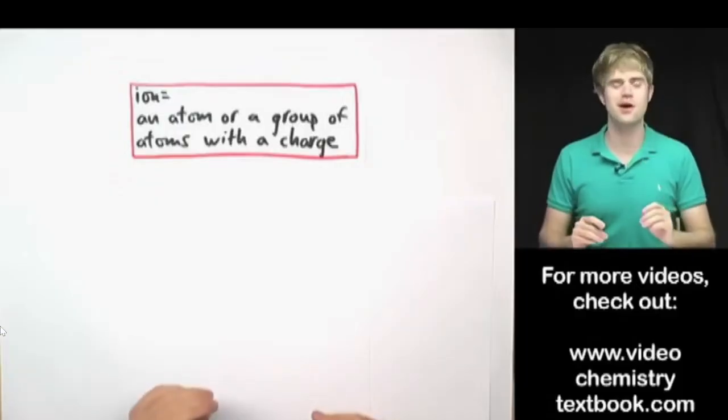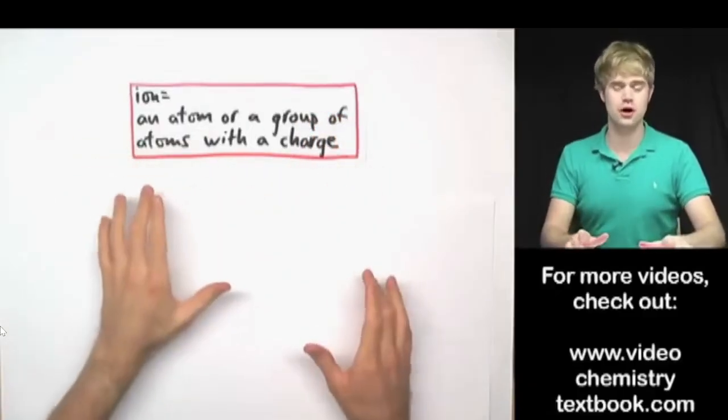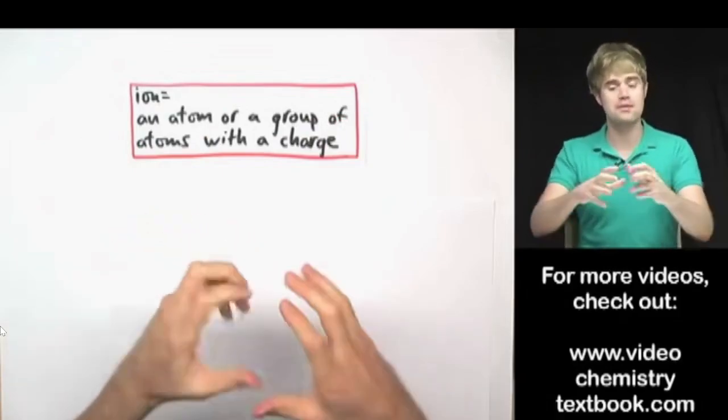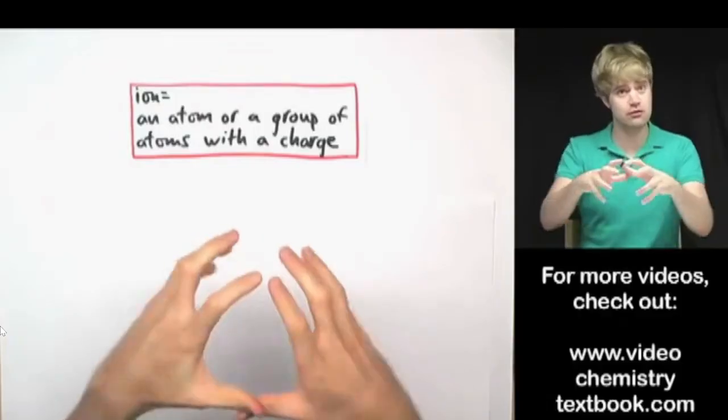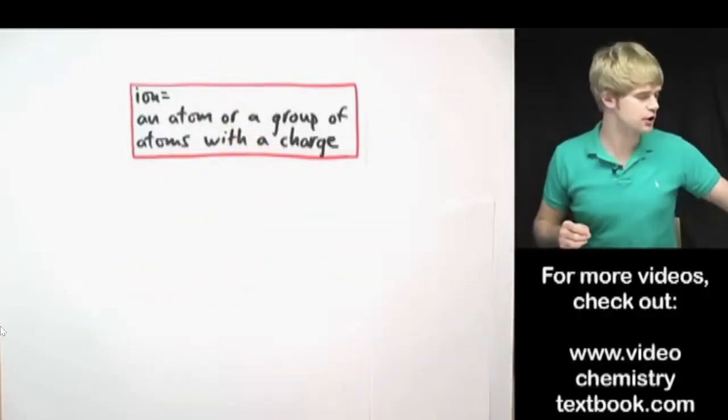Okay, there's one more thing that I want to mention. I've said that an ion is an atom or a group of atoms with a charge. I haven't said anything yet about the group of atoms. So more than one atom can come together, they can stick together and form a group or a clump, and then that whole clump of atoms has a charge.